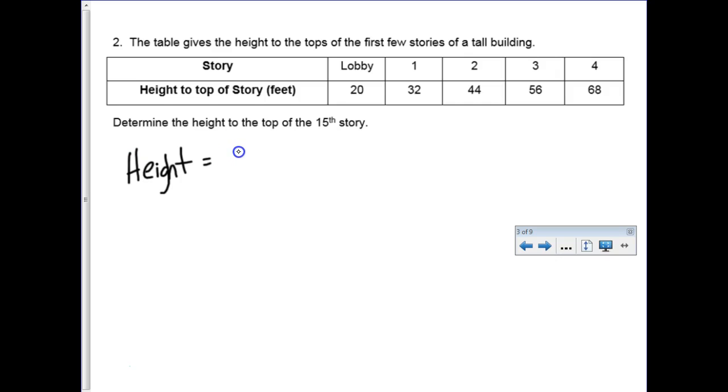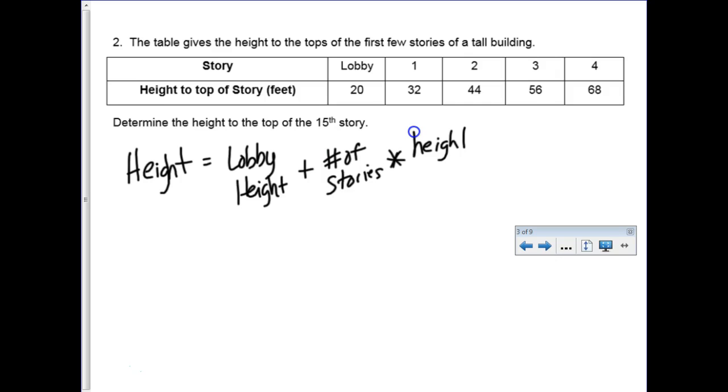The lobby's the odd duck, so it's not the same height as all the other floors. So it's the lobby height, plus, after that, you're going to see a consistent height of each story, so the number of levels or number of stories, times the height per story, because that is consistent. I do not know the total height, but the lobby height, I can tell right here, is 20 feet, plus the number of stories.